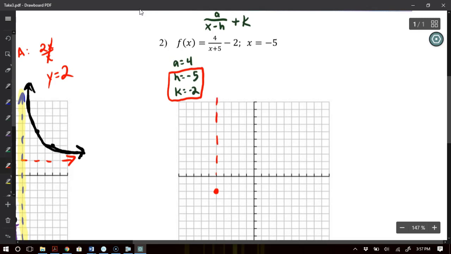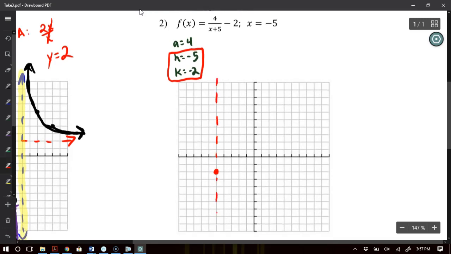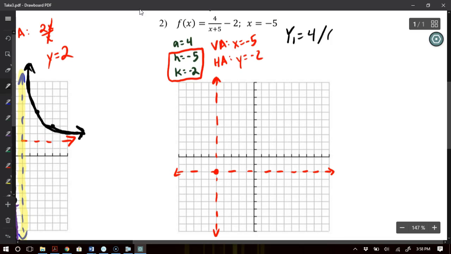So I have a vertical asymptote at x equals -5. And notice that is your h value. And I have a horizontal asymptote at y equals -2. And again, that is your k value. Not bad. Now, you could always plug this in your calculator. You could go to y1, do 4 divided by parentheses x minus 5, close the parentheses, -2. Go right ahead. But we're going to use transformations.